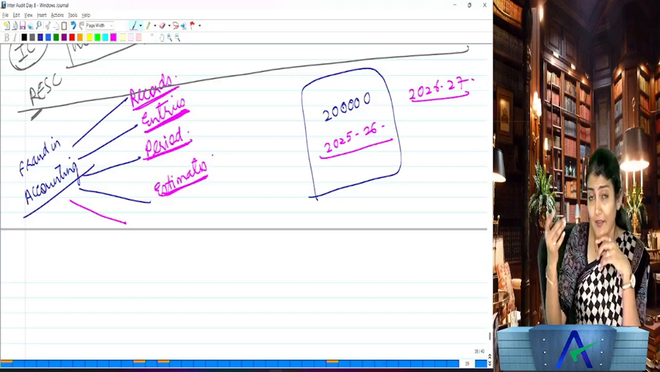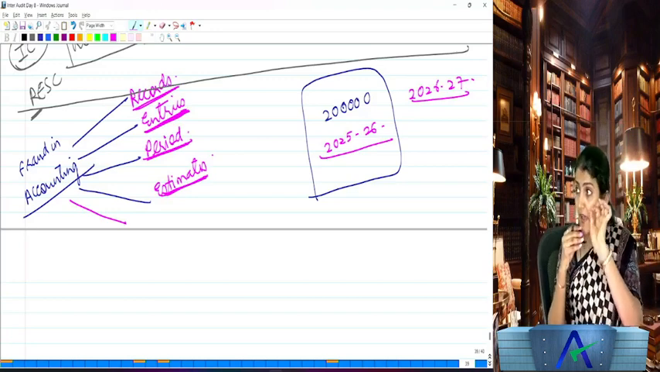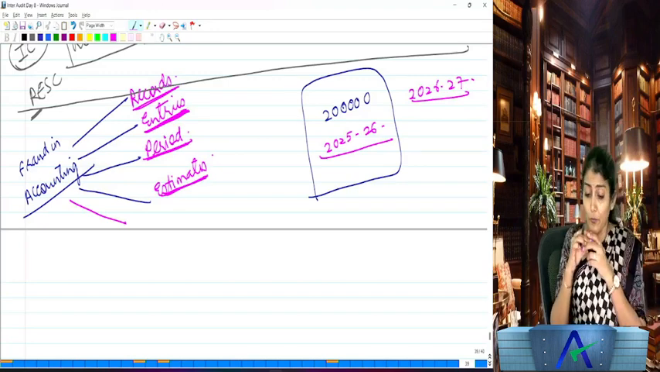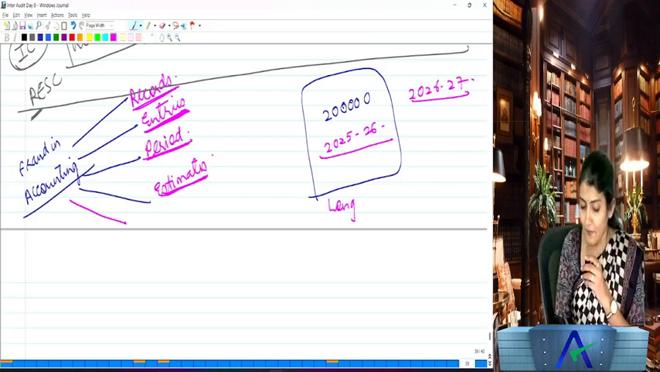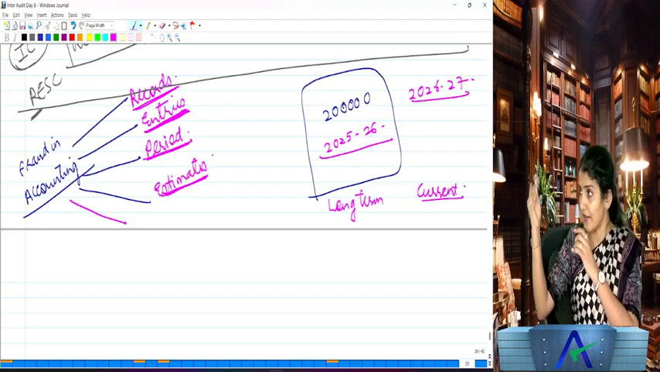Okay, like there is an accounting standard for investments. There is an accounting standard AS 13, which is there for the investments. What does it say? Investments of a company should be classified as long-term investments and current investments. Yes, long-term and current investments.